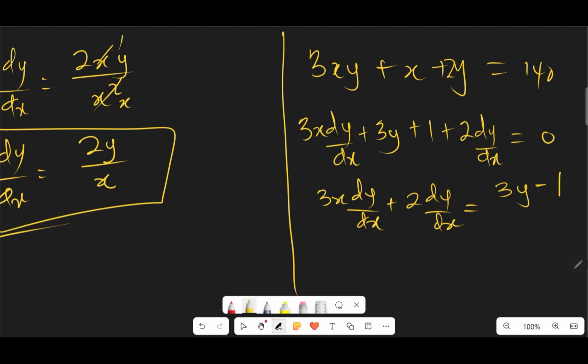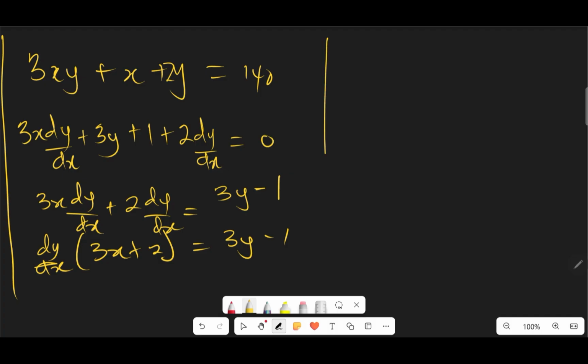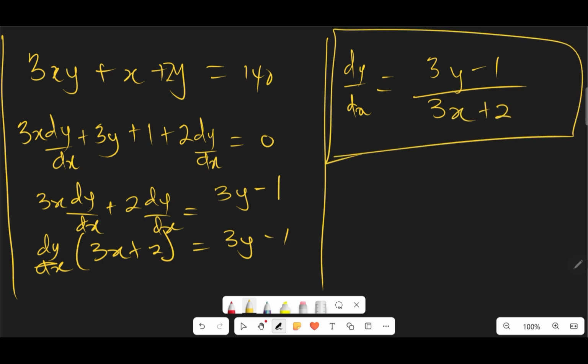Now, when we have this, what we can do is that we can bring dy dx out. Then we are left with 3x plus 2 being equal to 3y minus 1. Then from there, we'll divide both sides by 3x plus 2. Then I'm going to get dy on dx being equal to 3y minus 1 over 3x plus 2. That will be our final answer when we differentiate 3xy plus x plus 2y being equal to 40.